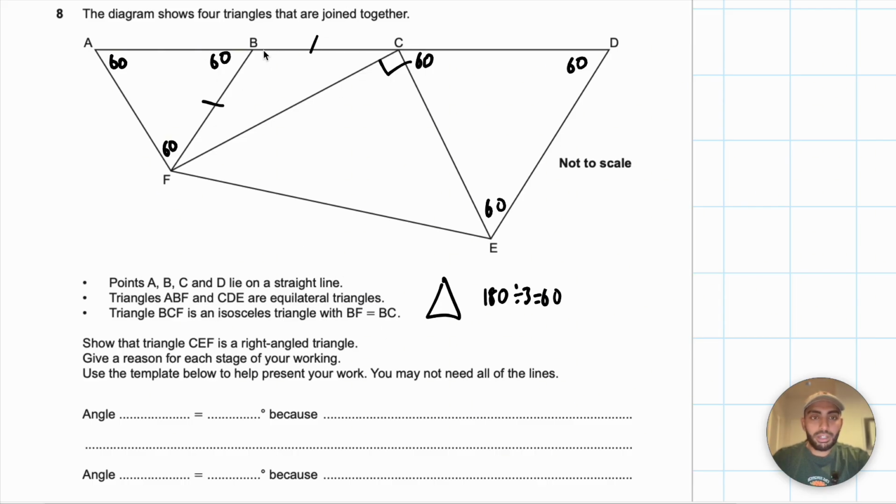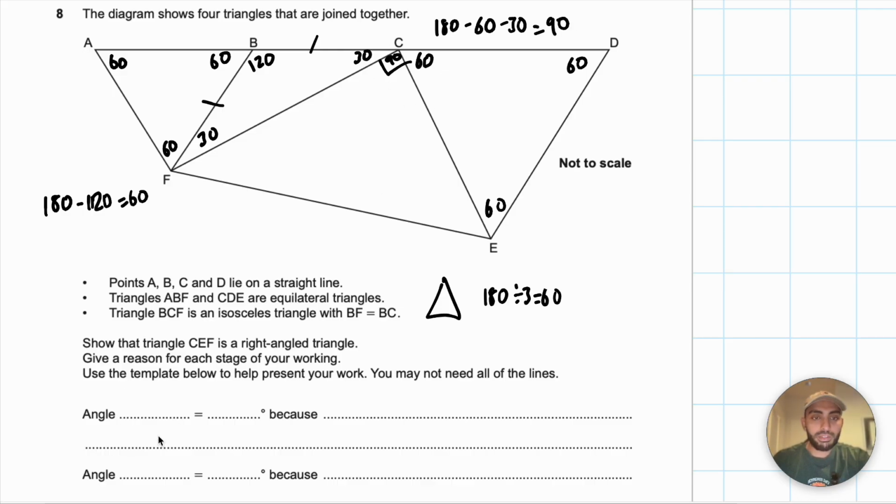Here I've got a straight line, so I can find this angle. 180 take away 60 is 120. The base angles of an isosceles triangle will be equal to each other. If I take 120 away from 180, leaves me with 60, so each of these will be 30. That'll be 30 and that'll be 30. This is a straight line, so all of these will add up to 180. I've got 180, take away 60, take away 30, which leaves me with 90. So that's proven that this angle is 90 degrees.